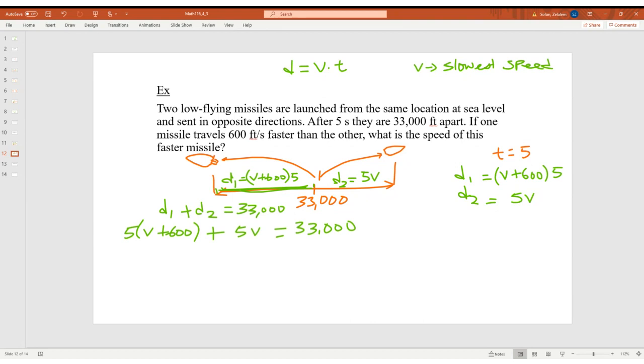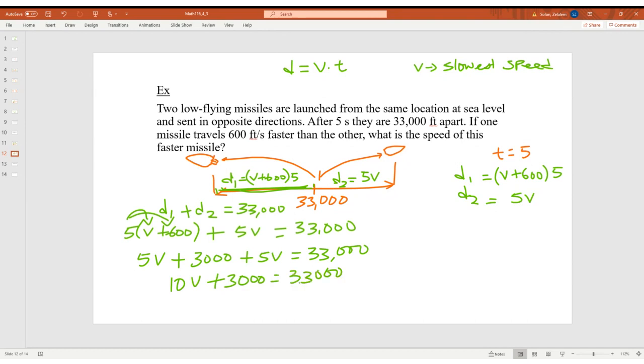Okay. Now let's solve this. Distribute the 5. So 5 times v is 5v, plus 5 times 600 is 3,000, plus 5v equals 33,000. So 5v plus 5v is 10v, plus 3,000 equals 33,000. So we have to subtract 3,000 from both sides. So 10v, remember v is the speed of the slowest missile, equals 30,000. Okay, so 33,000 minus 3,000 is 30,000.